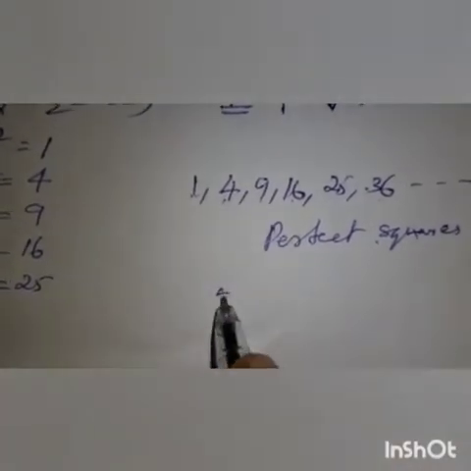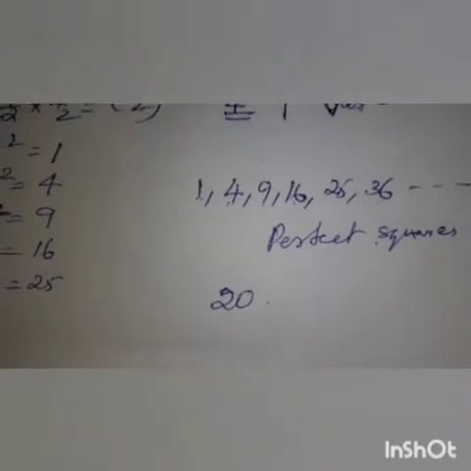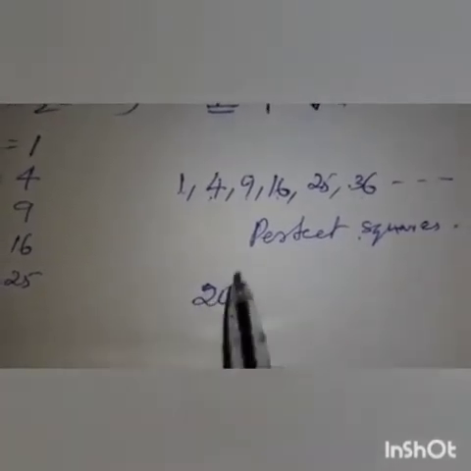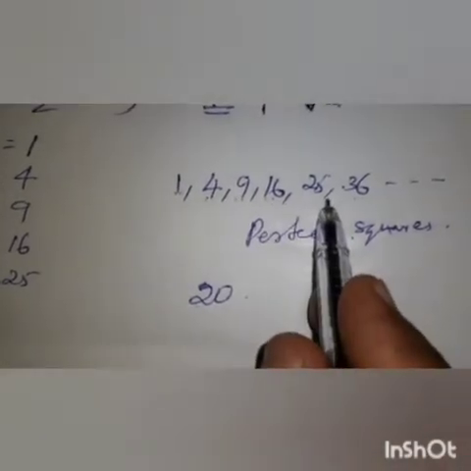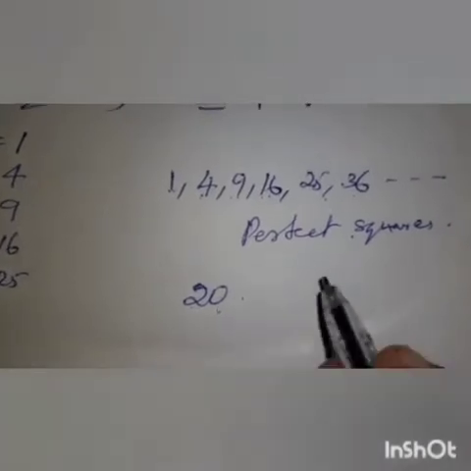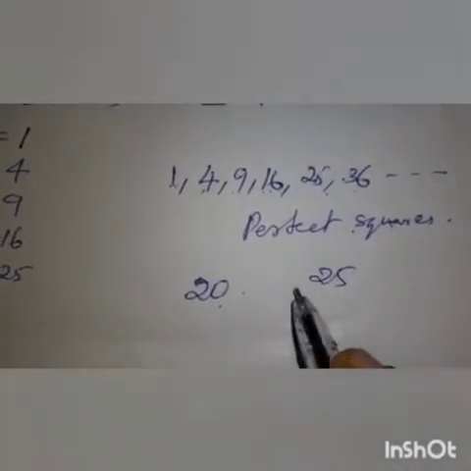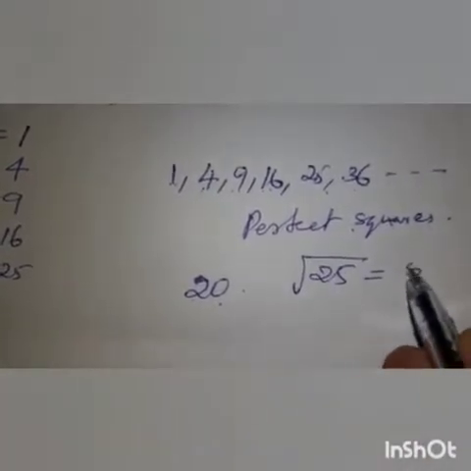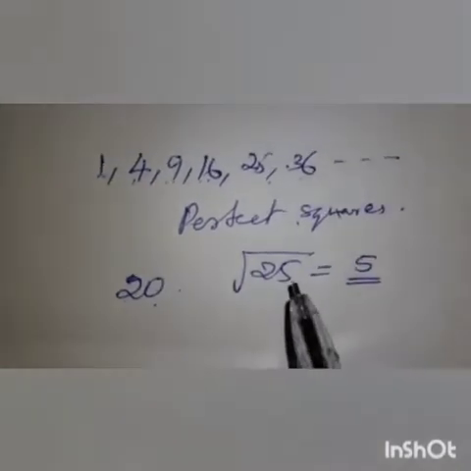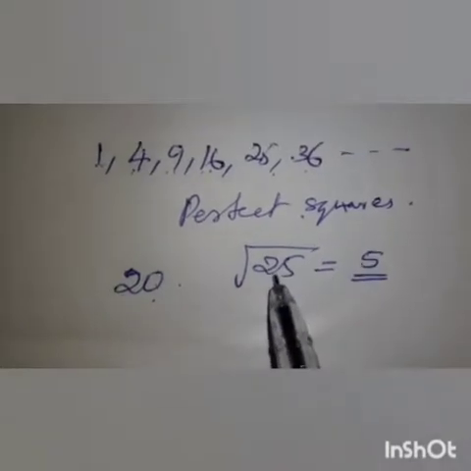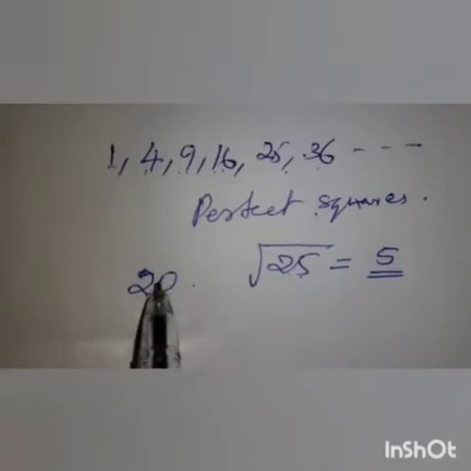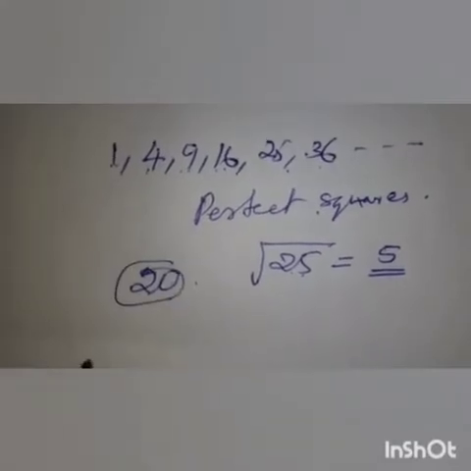If 20 is a perfect square? No. If we take the square root, we cannot get a perfect number. So that is not a perfect square. But 25, that is a perfect square. If we take the square root, we are getting a perfect square root. Okay. So 5 square is 25. 5 into 5 is 25. But 20 we cannot take as a perfect square.